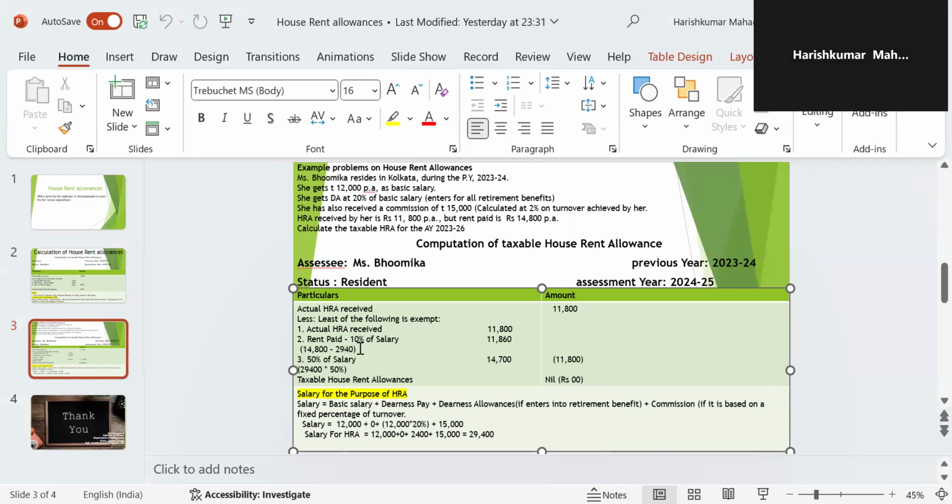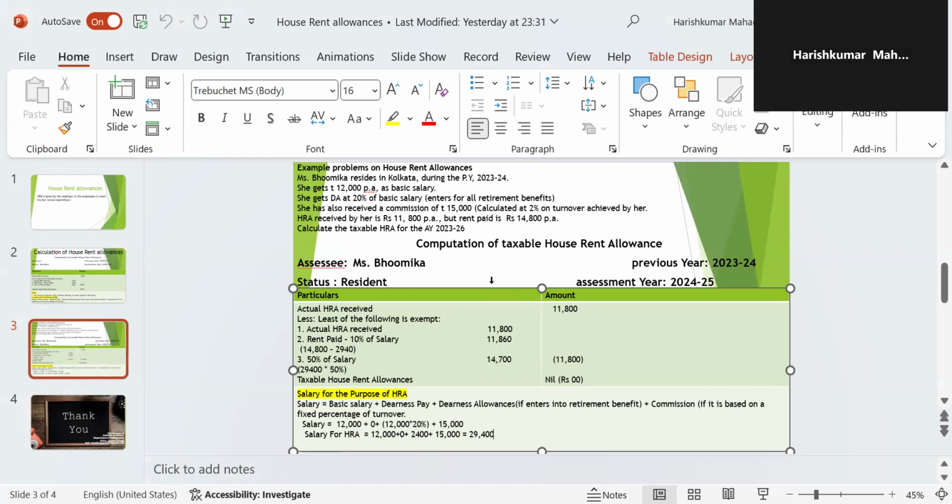Next, 50% of salary. Why did I take 50% of salary? I took 50% of salary because Miss Bhumika is staying in Kolkata. It's a metropolitan city. If it is a metropolitan city, we have to consider 50% of salary. So salary, we know, is how much? 29,400 for the purpose of HRA. If it is 50%, we arrive at 14,700. Now you can compare all the three. Which one is less? 11,800. So actual HRA received, 11,800, is the least of the following and is exempted. Which one is least? 11,800. So taxable HRA will be nil.